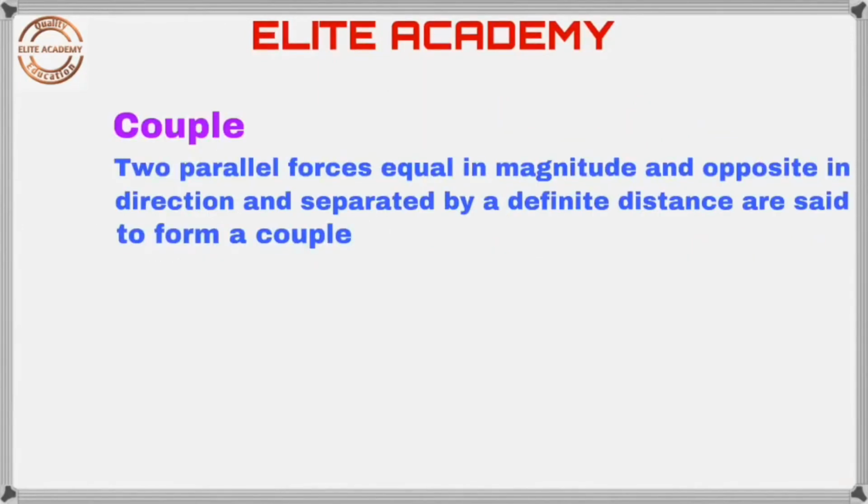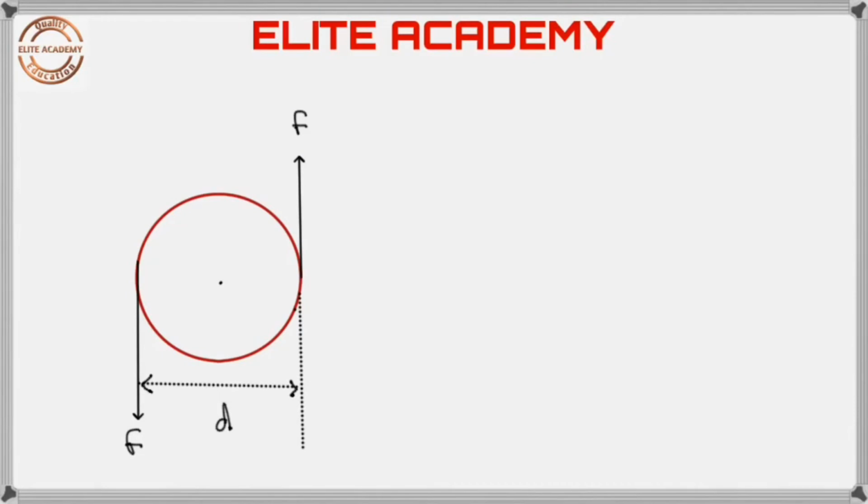Let us define couple. Two parallel forces equal in magnitude and opposite in direction and separated by a definite distance are said to form a couple. So couples are two types: anti-clockwise couples and clockwise couples. Here two equal and opposite forces F are acting and they are separated by distance d. Then couple is equal to F into d.